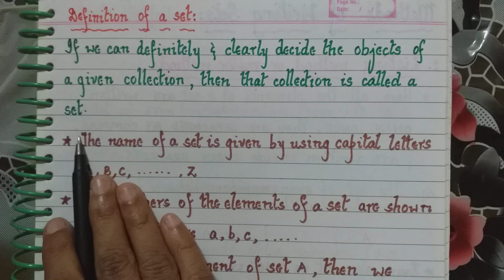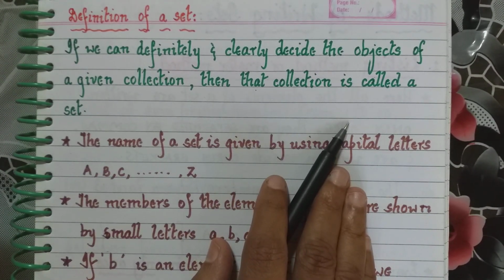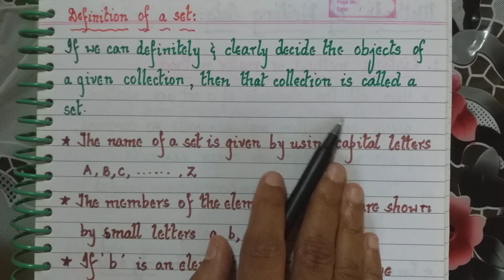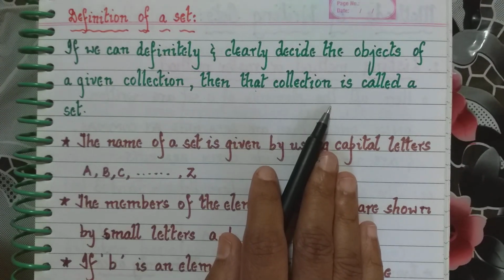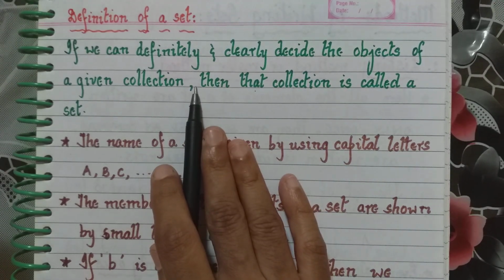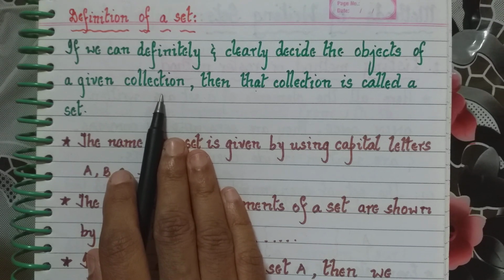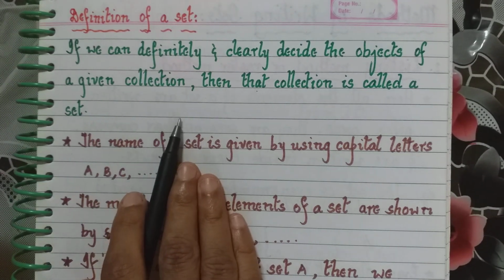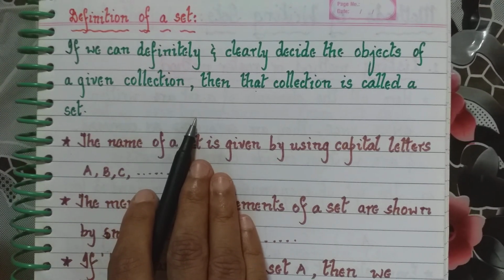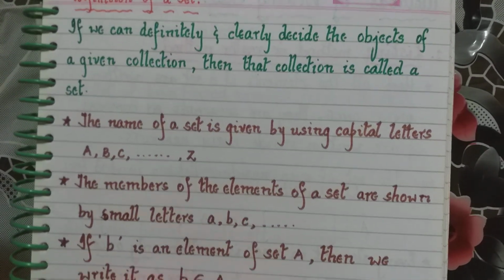Therefore that collection where we cannot clearly decide, it is not called a set. When we cannot clearly decide the objects of the collection, then it is not a set. But if we can definitely and clearly decide the objects of a given collection, then that collection is called a set. Now there are certain terms and conditions which we use when we write a set. So let us see what they are.